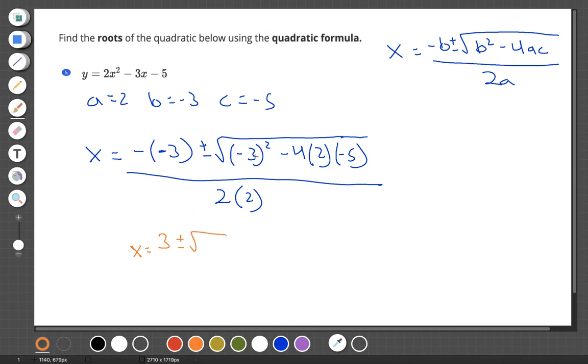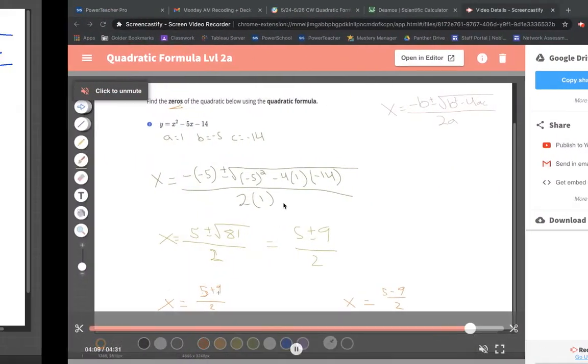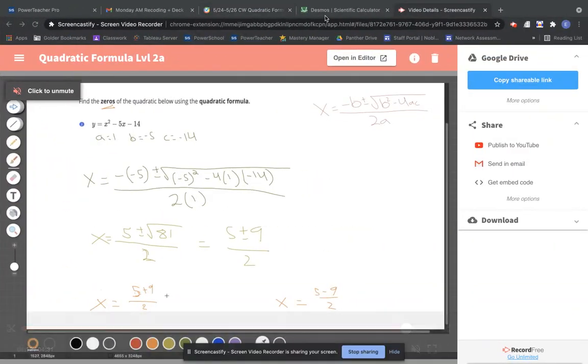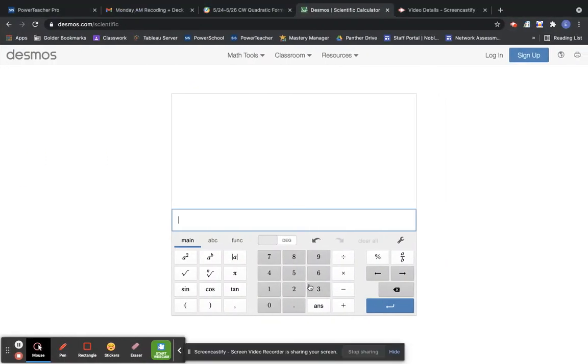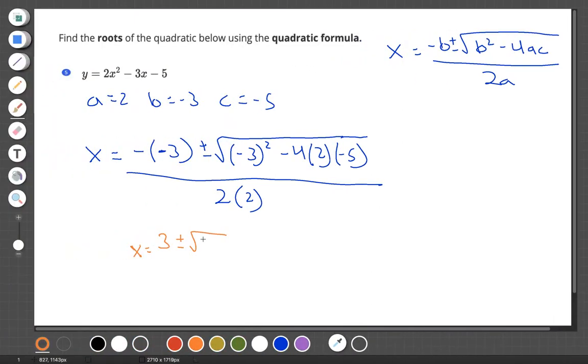Now I'm going to do all of this in the calculator. So I go over to my trusty calculator. So we got -3 squared minus 4 times 2 times -5. So -3 squared minus 4 times, what was it, 2, times -5. And we get 49. Okay, so 3 plus or minus the square root of 49 over 2 times 2, which is 4.